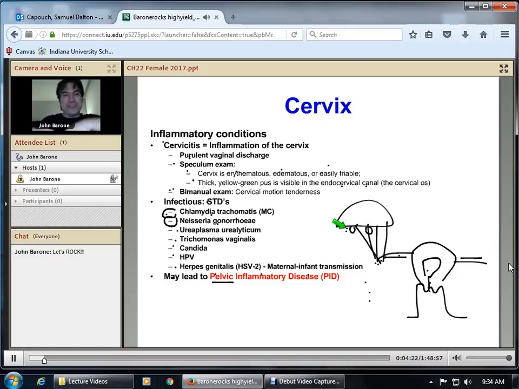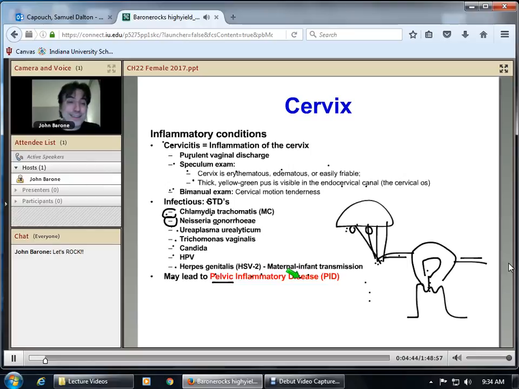And again, this violin string, I always remember, Fitz-Hugh-Curtis, violin string, Fitz-Hugh-Curtis. This is a form of pelvic inflammatory disease where it's localized, it's loculated in the right upper quadrant. So know that term, Fitz-Hugh-Curtis, when you see violin stringing.